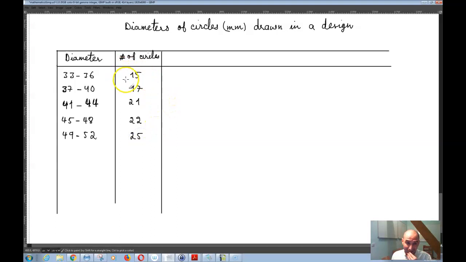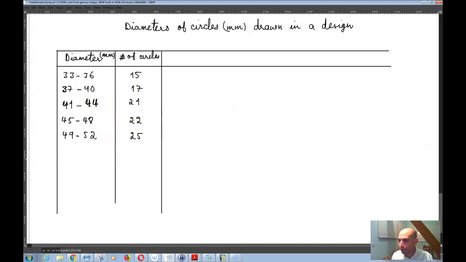So that means that all the circles whose diameters were anywhere from 33 to 36 millimeters, the number of those circles was 15. The circles whose diameters were anywhere from 37 to 40, the number of those circles was 17. The circles whose diameters were from 41 to 44, the number of those circles was 21, and so on and so forth.